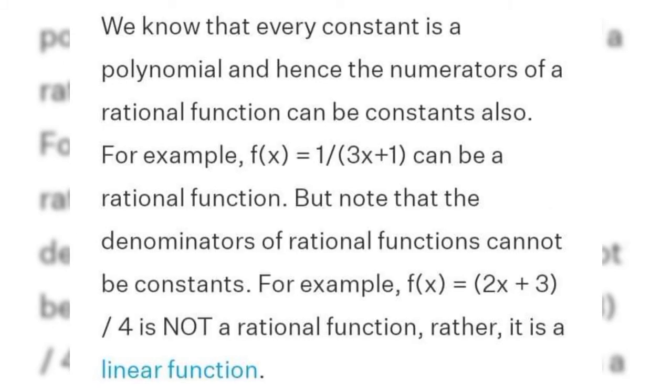We know that every constant is a polynomial, and hence the numerators of a rational function can be constants also. For example, f(x) equals 1 over (3x plus 1) can be a rational function. But note that the denominators of rational functions cannot be constants. For example, f(x) equals (2x plus 3) over 4 is not a rational function. Rather, it is a linear function.